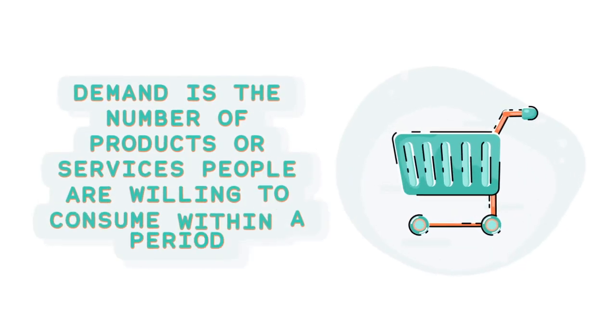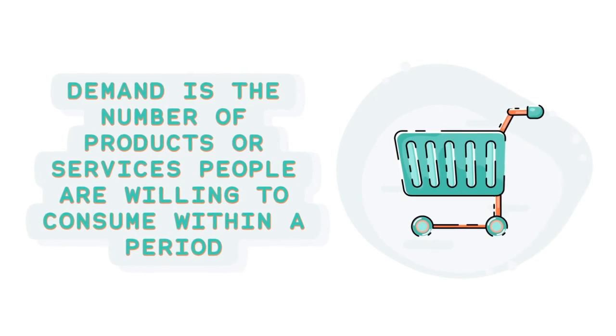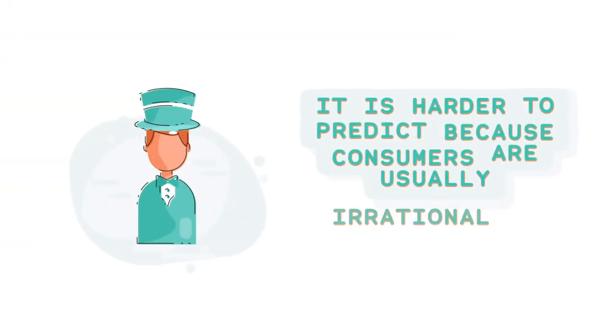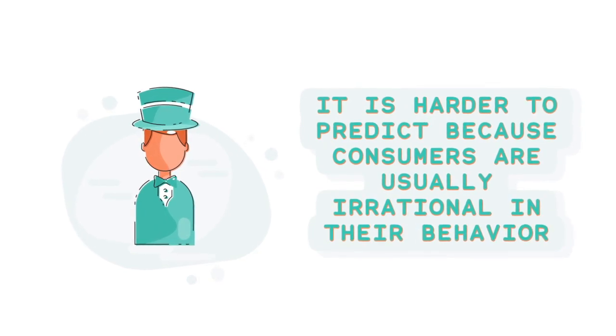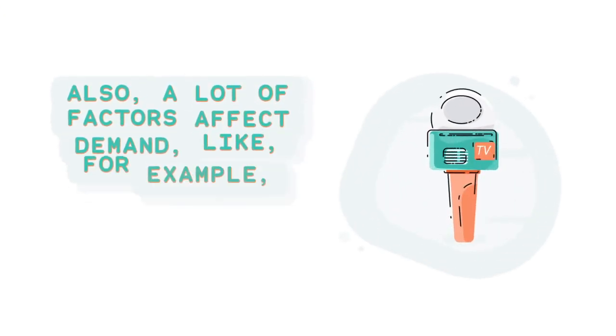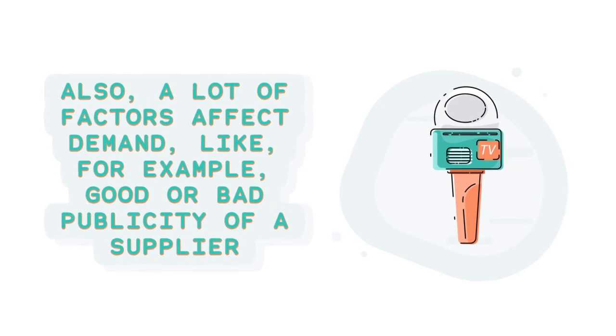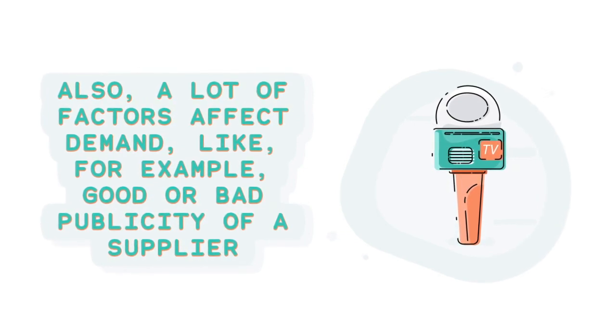Demand is the number of products or services people are willing to consume within a period. It is harder to predict because consumers are usually irrational in their behavior. Also, a lot of factors affect demand, like, for example, good or bad publicity of a supplier.